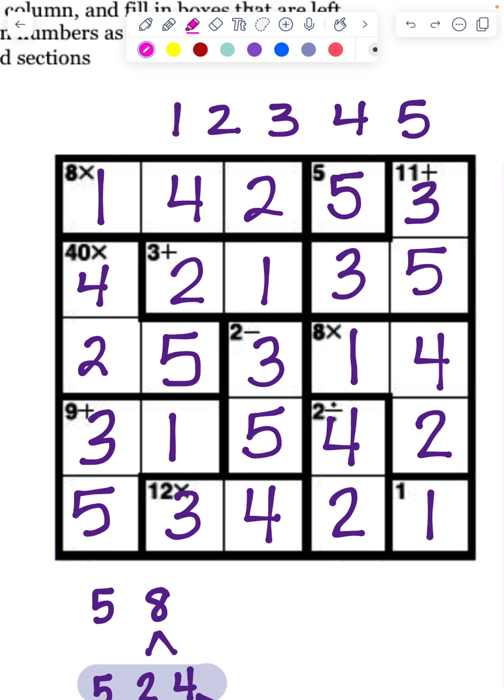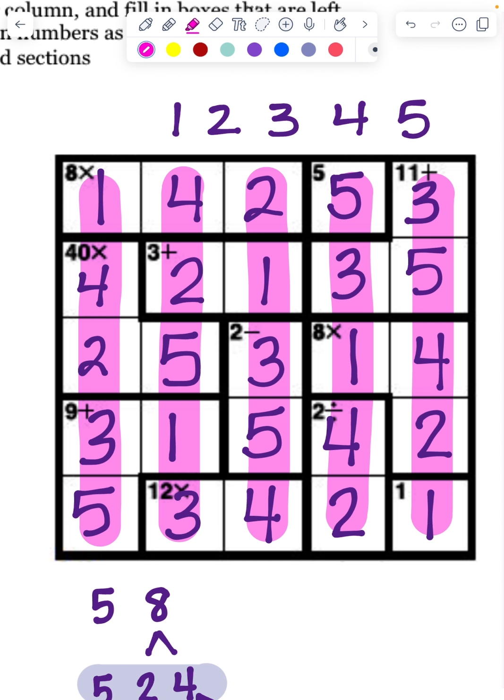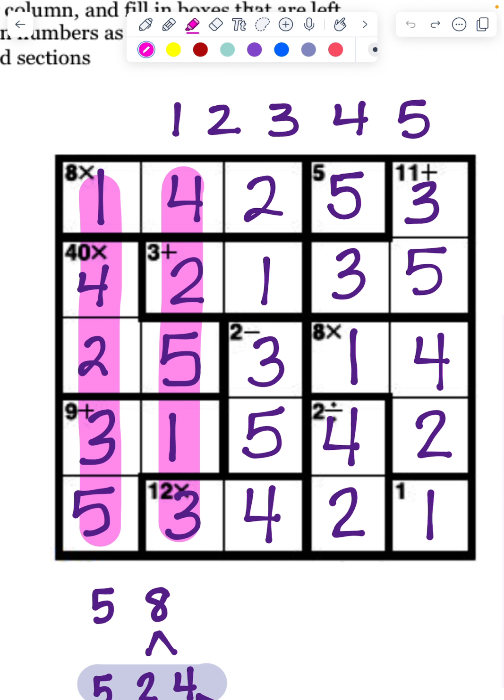Let's check the columns. 1, 4, 2, 3, 5. 4, 2, 5, 1, 3. 2, 1, 3, 5, 4. 5, 3, 1, 4, 2. 3, 5, 4, 2, 1. Great. No repeats in any of the columns.